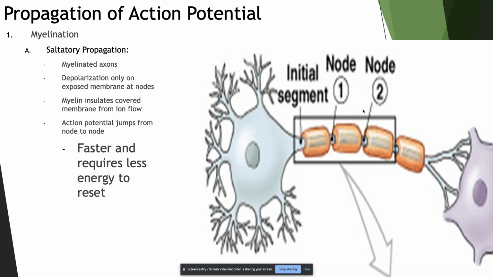Saltatory propagation is a little different. In the CNS and PNS, it carries the action potential along the axon much more rapidly than does continuous propagation. To get the general idea, we can go back to that movie line where we're at the front of the movie theater and assume it takes about 1 second to relay the message to another person.